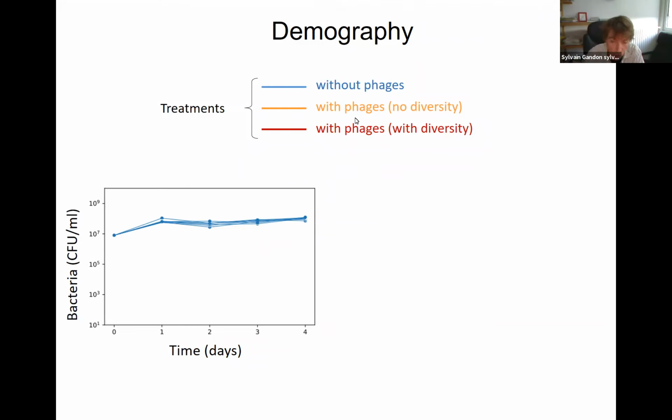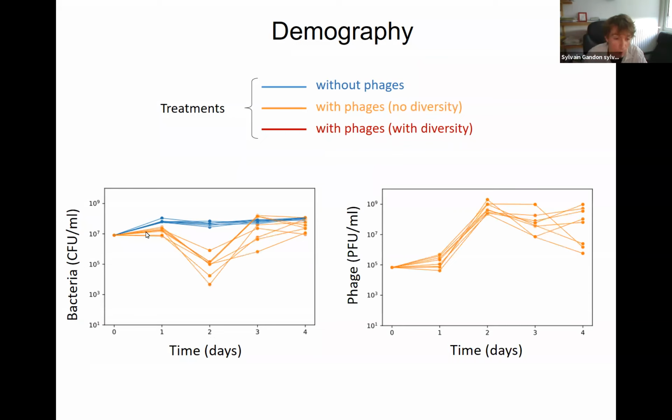And then when we added phage, without diversity, we saw the following. Initially, there was only a little impact of the phage on the density, but then there was a drop in the density, which was actually due to an epidemic in the phage population. And then by day 3, the bacteria started to recover and reached almost the carrying capacity without phage. And the phage also was able to maintain a large density by day 4.